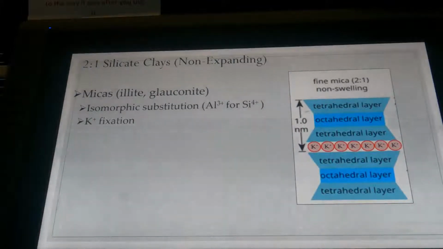Remember just a couple of slides ago that we said that potassium and ammonium are kind of the same. They're equal and they're attracted to soil colloids. So guess what else could get fixed in this type of soil? The ammonium ion.